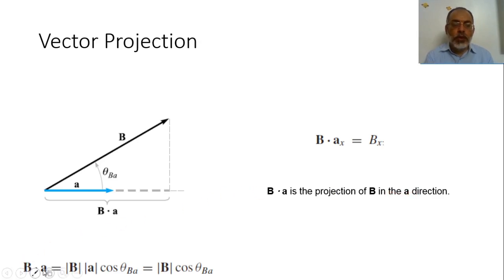So B dot A equals the magnitude of B multiplied by the magnitude of A multiplied by the cosine of the angle between them. The magnitude of A is 1, as the unit vector, so B cosine theta is the projection of B on the direction. Assuming that we have a normal light coming from above, the shadow of B on the direction of A is this projection.